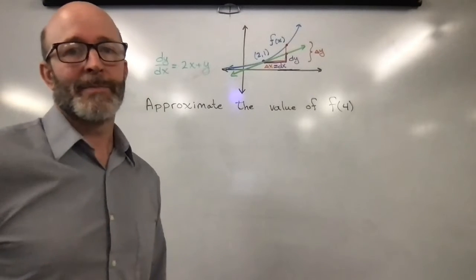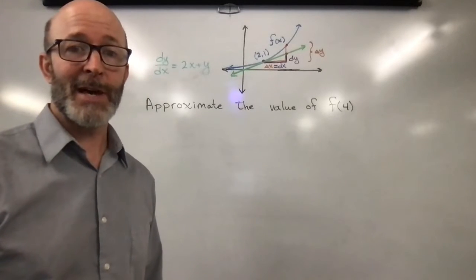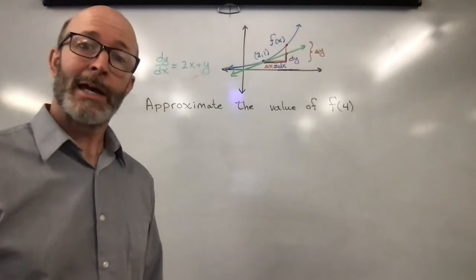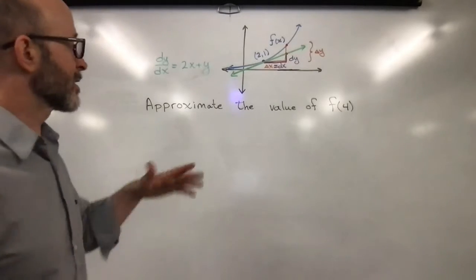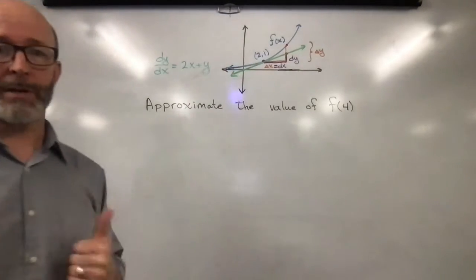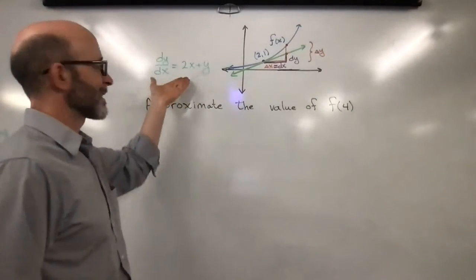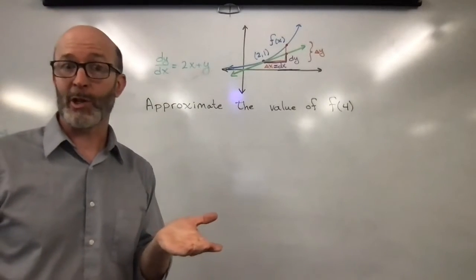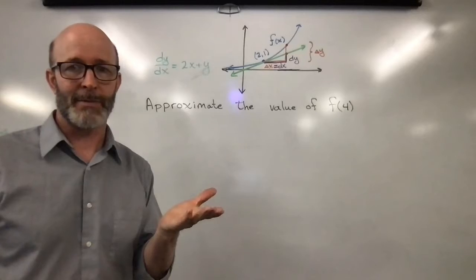So Euler's method, it's the tangent line approximation multiple times. And I want to show you what that looks like. But just so you know, you need to have a specific point, once again, and you need to know how to get the slope. In other words, you need a differential equation, or you need the derivative.